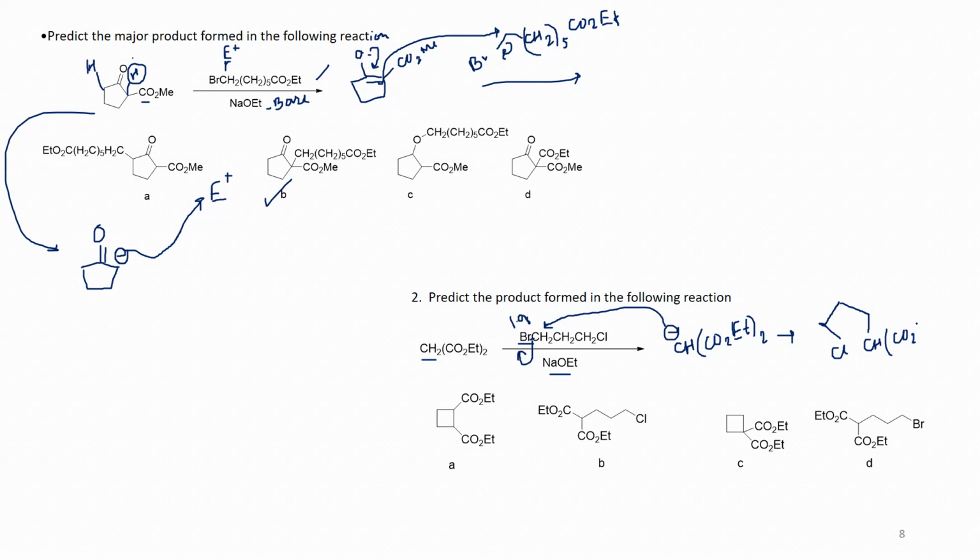Now, if we add, now there is another chlorine also available and the base is still there, so that base will abstract another proton. There is another chance, an alpha hydrogen is available, so that base will abstract this alpha hydrogen and form a negative center here, and that will attack at this position and remove this chlorine. So what will be our product? Our option C. So the product will be option C.